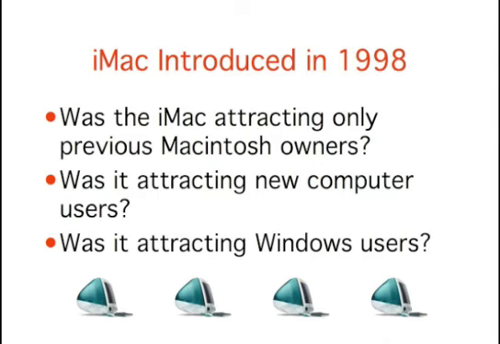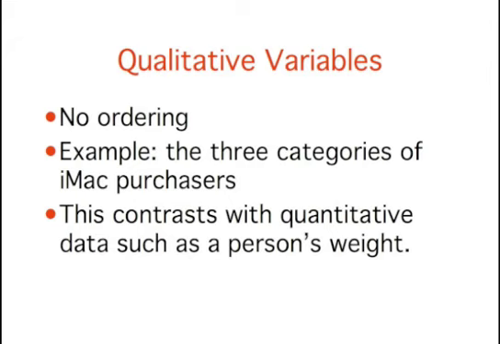To find out, 500 iMac customers were interviewed. Each customer was categorized as a previous Macintosh owner, a previous Windows owner, or a new computer purchaser. This section examines graphical methods for displaying the results of the interviews. We'll learn some general lessons about how to graph data that fall into a small number of categories.